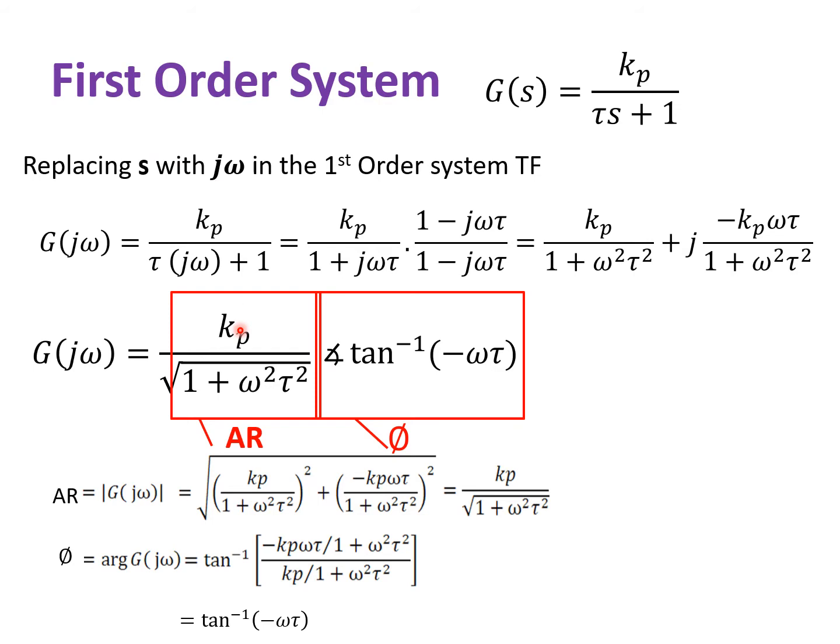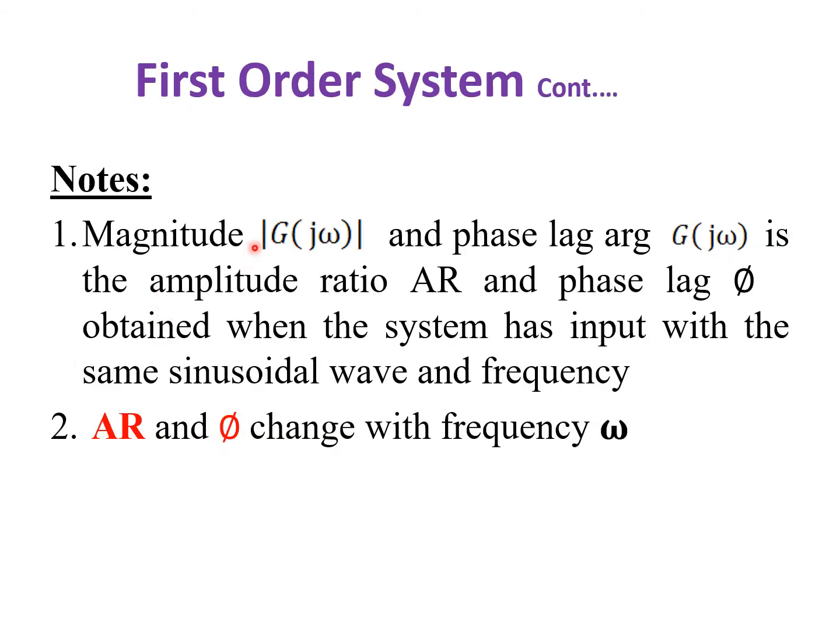And in the frequency domain, what we're interested in is basically the amplitude ratio and the phase angle that it subtends. And where is it coming from? This is coming from the frequency response, from when you input a sinusoidal into your first order system. And we have seen this before. We'll show that later. So the magnitude and phase angle are the amplitude ratio AR and phase angle obtained when the system has an input with the same sinusoidal wave frequency. When you put in a sinusoidal wave frequency, the output that you're going to get is going to be the AR and phase angle. They change with frequency, of course.